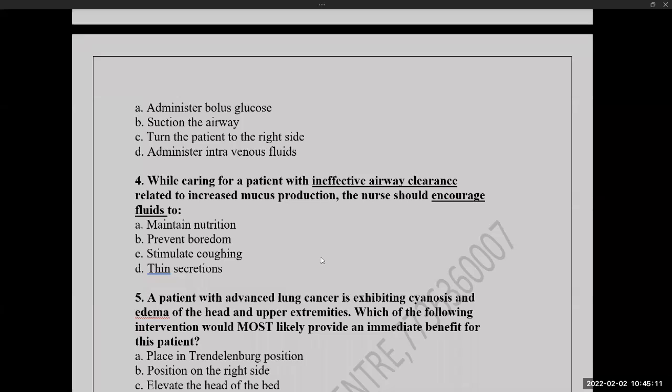What is the first management in ineffective airway clearance? What is the immediate nursing intervention? That is encouraging the client with fluid.